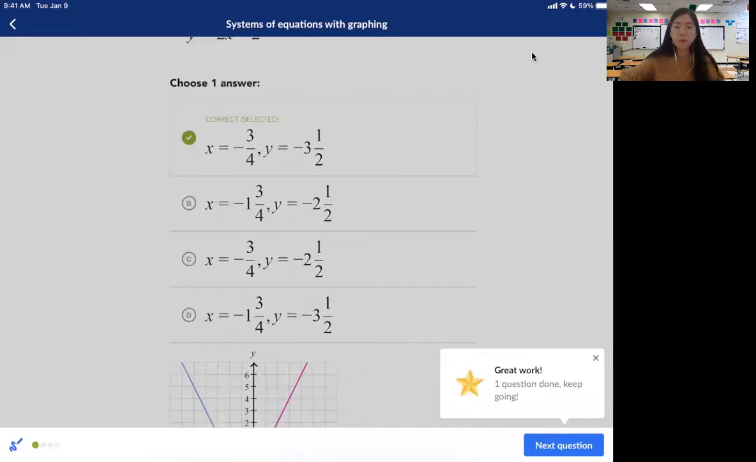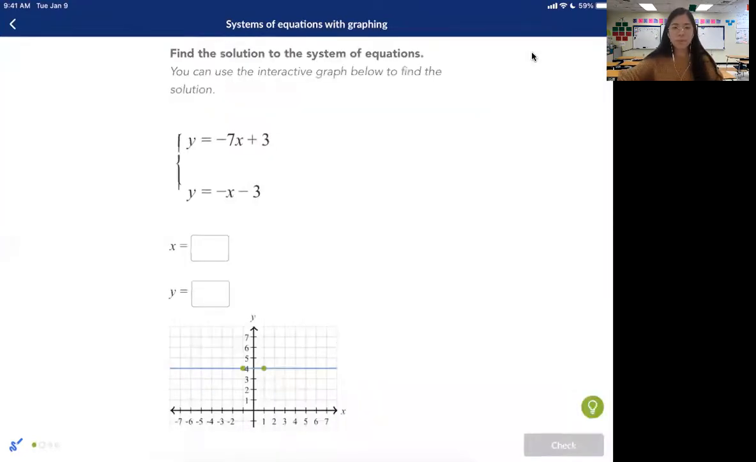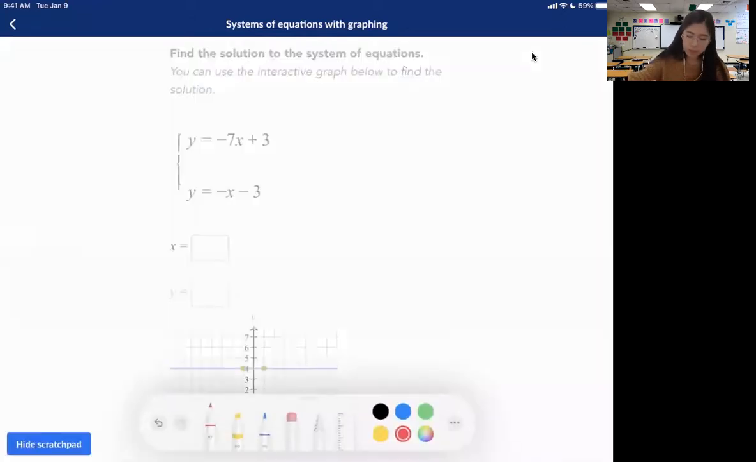So I'm going to do one more example. And so, okay, for this one, you have to actually put the numbers in. So it's not multiple choice anymore. You have to actually enter those values. But we're going to do the same exact strategy. So I start with my first equation. Here, my y-intercept is 3. My slope is -7. So I'm going to start by putting a dot on the +3.